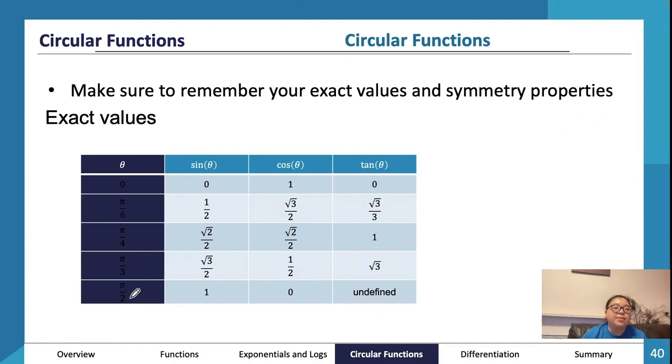The next thing you need to know is how to remember your exact values. There are 3 different ways. This is the table way. So if we look at this, this is an angle of 0. This is going to be an angle of pi on 6. This is going to be an angle of pi on 4. It's going to be an angle of pi on 3. And this is going to be an angle of pi on 2. So just remember, those are the key angles you need to remember.